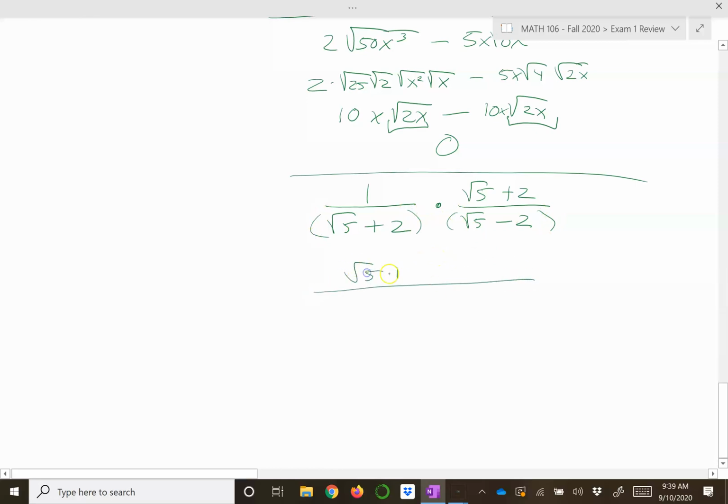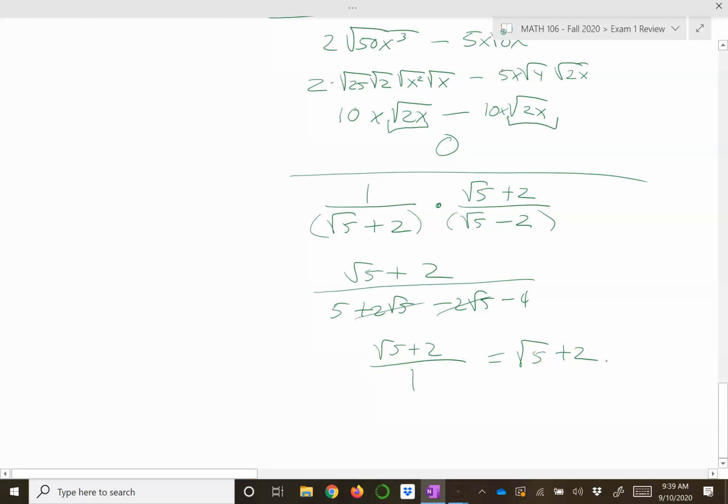We have the square root of 5 plus 2 in the numerator, and then we have 5 plus 2 square root of 5 minus 2 square root of 5 minus 4. So you're going to see the radicals here cancel, and we're left with the square root of 5 plus 2 over 5 minus 4, which is 1. So my answer is square root of 5 plus 2.